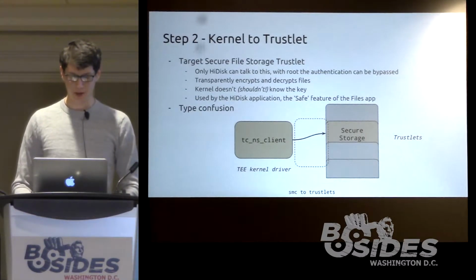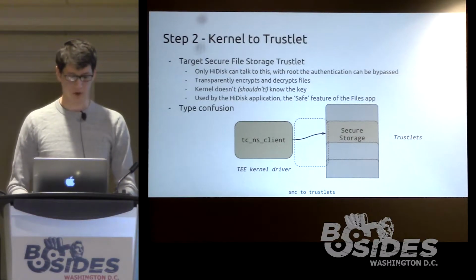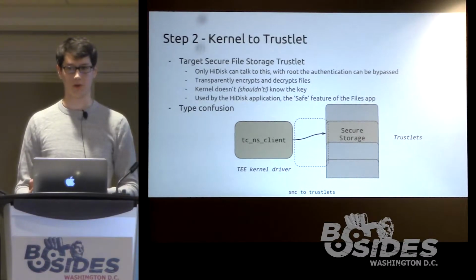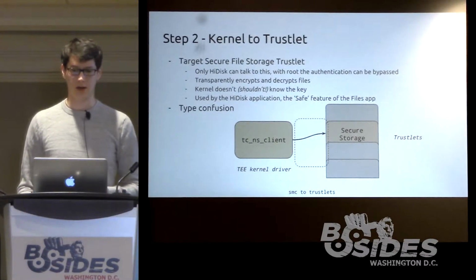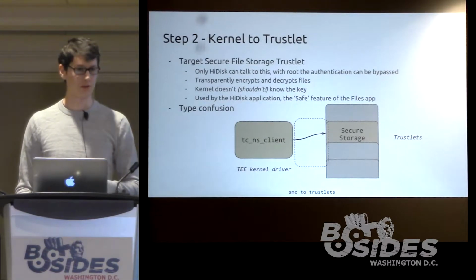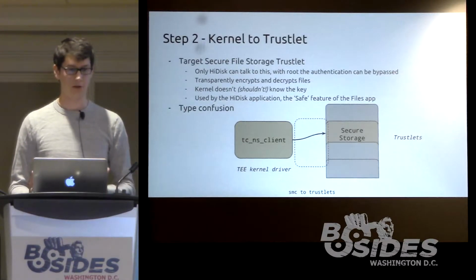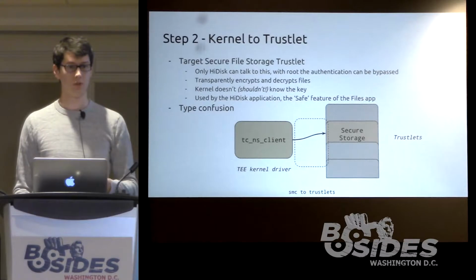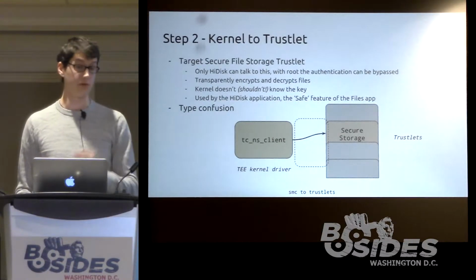Now, in this case, to find a bug, I decided to target the secure file storage. What this application does is it allows you to transparently encrypt files on disk. Huawei has an app called Files. It's just like a basic file manager that I'm sure many people will be familiar with on their phone, but they have a feature known as the safe, and this allows you to put in a pin, and that pin will be used to encrypt any files you put into the safe.